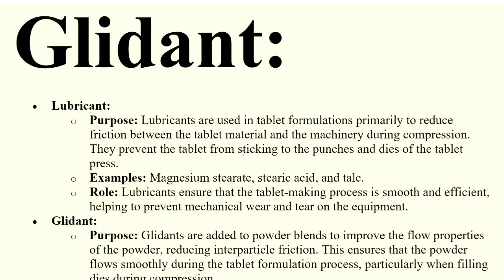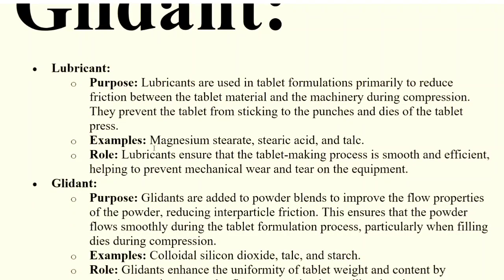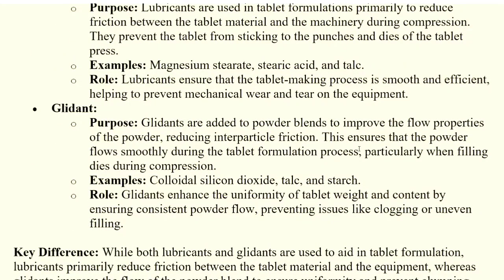In a compression machine, punches will be there, right? Upper and lower punches, and these lubricants are mainly used in the tablet compression machine. Helpful in reducing the friction between the tablets and the parts of the compression machine, like punches and dies of the tablet press. So the following lubricants are used. Example: magnesium stearate, stearic acid, and talc. So the main role of lubricant: ensure the tablet making process is efficient and smooth, and prevent mechanical wear and tear on the equipment. So next, what is glidant?